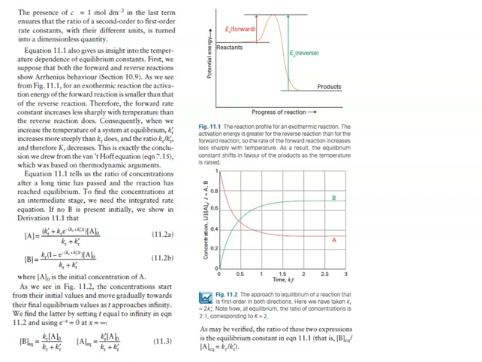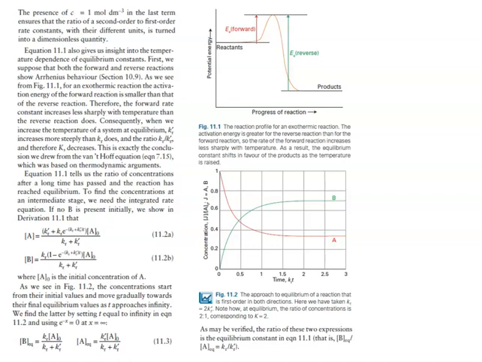Consequently, when we increase the temperature of a system at equilibrium, K prime increases more steeply than K. And the ratio of K to K prime, which is big K, therefore decreases. This is exactly the conclusion we drew from the van 't Hoff equation, equation 7.15, which was based on thermodynamic arguments.